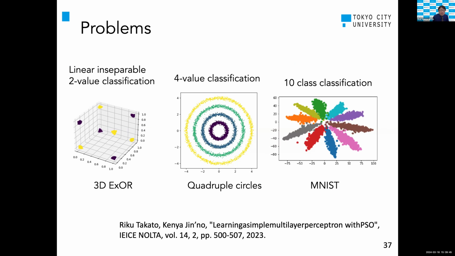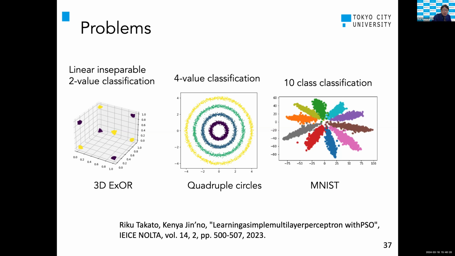In the experiment, we use the following three types of classification problems that are not linearly separable. First, three-dimensional exclusive OR is a problem where three inputs are classified into two binary outputs. Second, quadruple circle involved classifying two-dimensional inputs into four classes.